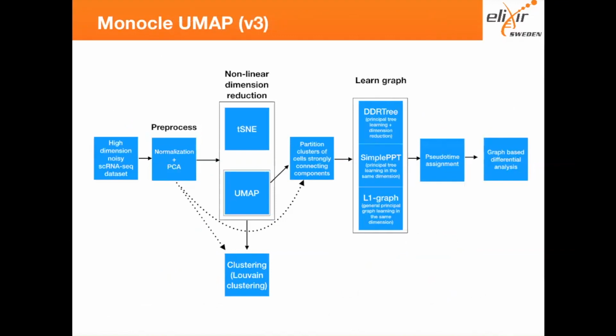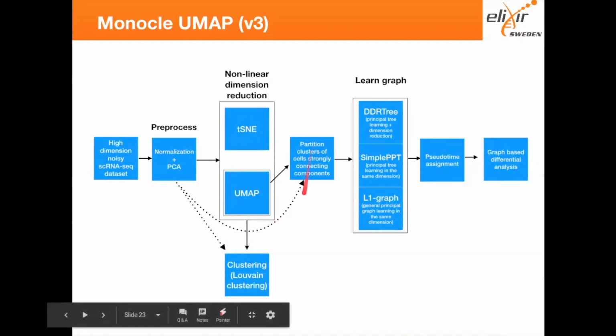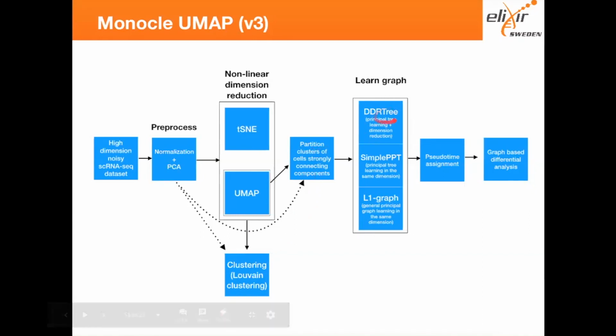UMAP version 3 also implements these kinds of strategies now. So you have your high dimensional data, pre-processing, normalization, PCA that now you're super tired of hearing. Like, stop, Paulo, I want to do something else. So you can reduce with t-SNE and UMAP, do some clustering, partition your data using this clustering, and then assign a tree. So DDRTree, simple. These are all the methods of creating your tree, defining the pseudotime based on a branch, and then going for differential expression.